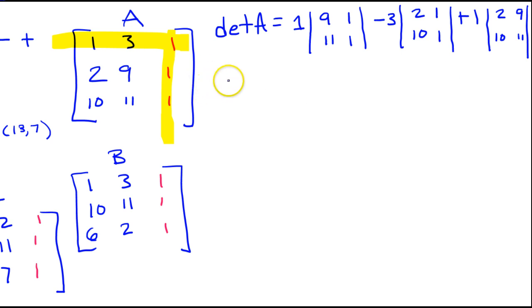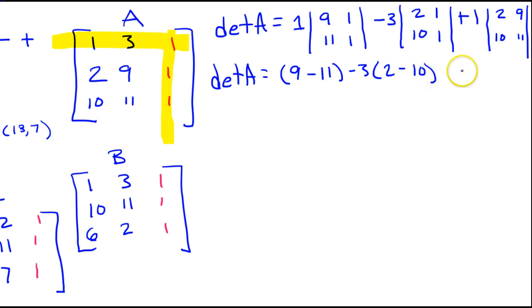Okay, so I just need to do these calculations. So the determinant of matrix A, multiplying by 1 isn't going to change anything, so I'm just going to have the down diagonal minus the up diagonal. So that'll be 9 minus 11. And then minus 3 times down diagonal minus up diagonal. So 2 minus 10. And then plus, multiplying by 1 will change nothing. Down diagonal is 22 minus the up diagonal, which is 90.